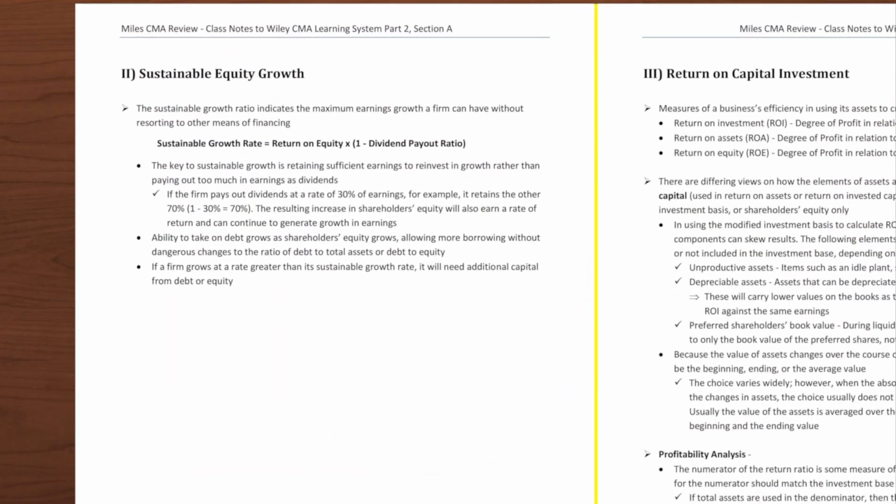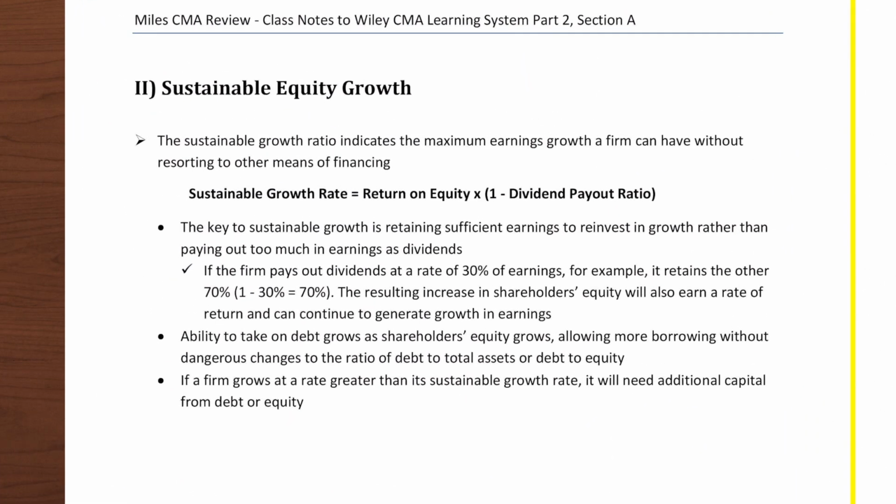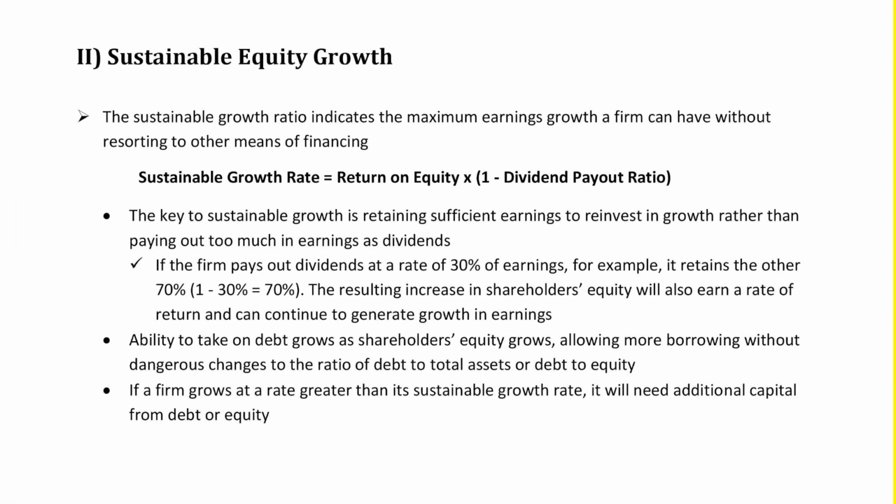We'll now be looking at other topics under profitability analysis. We've got sustainable equity growth. The sustainable growth ratio indicates the maximum earnings growth a firm can have without resorting to other means of financing. Highlight sustainable equity growth. That's equal to the return on equity multiplied by (1 minus dividend payout ratio). Put a bracket, because 1 minus dividend payout ratio is equal to the percentage of earnings retained.